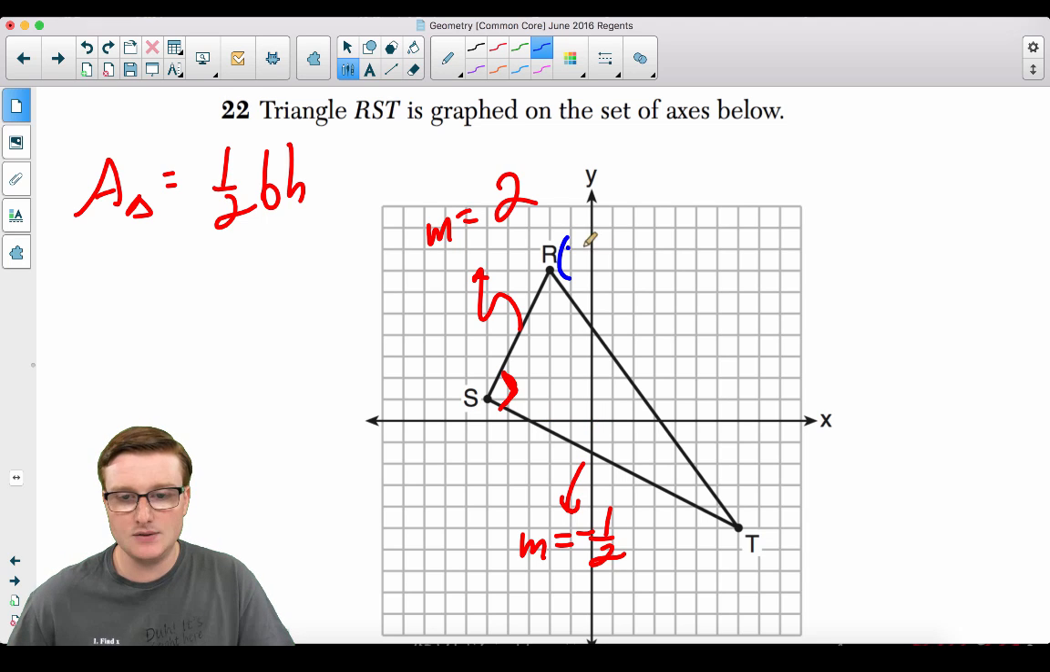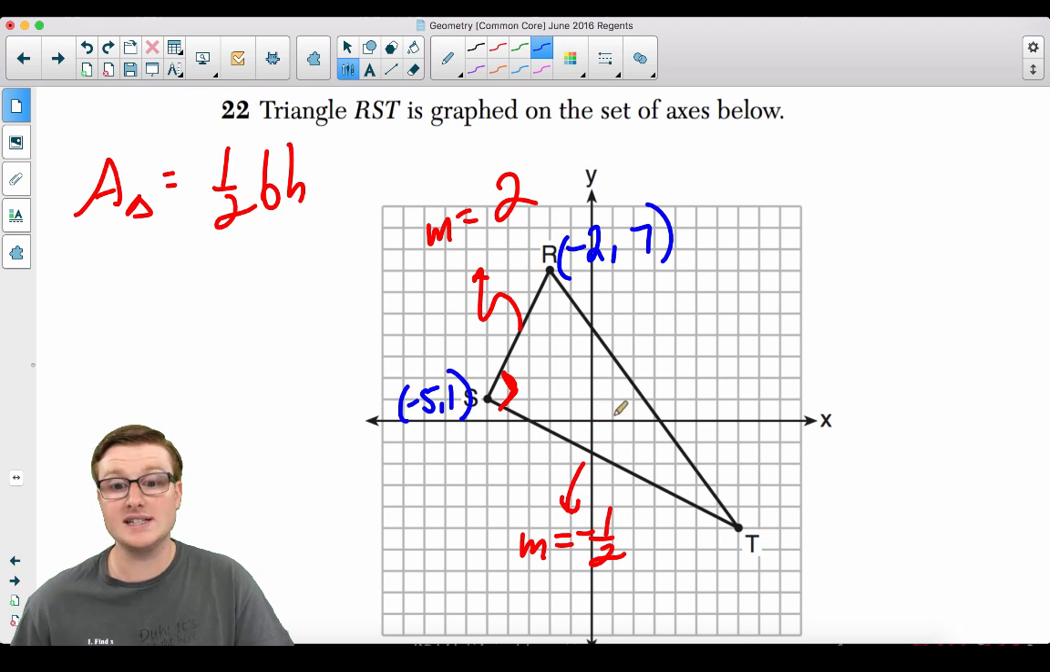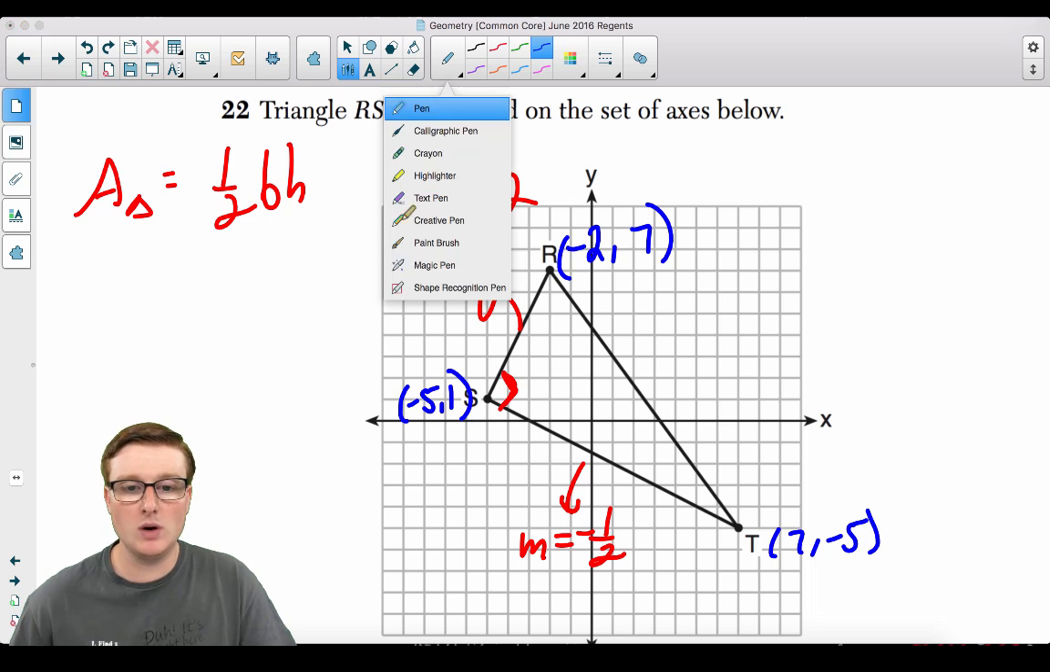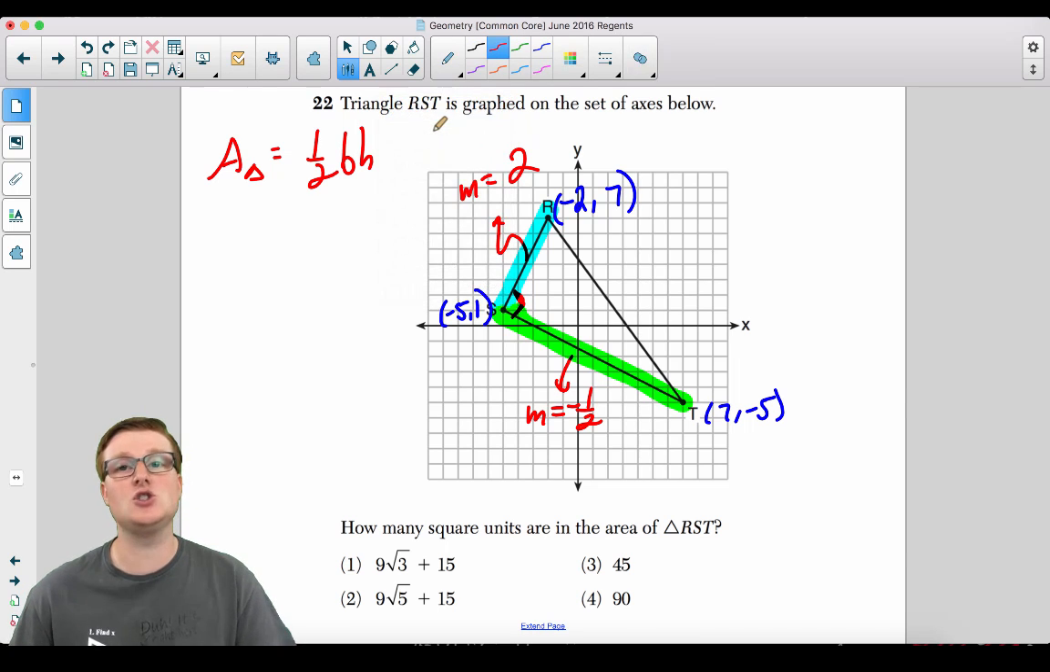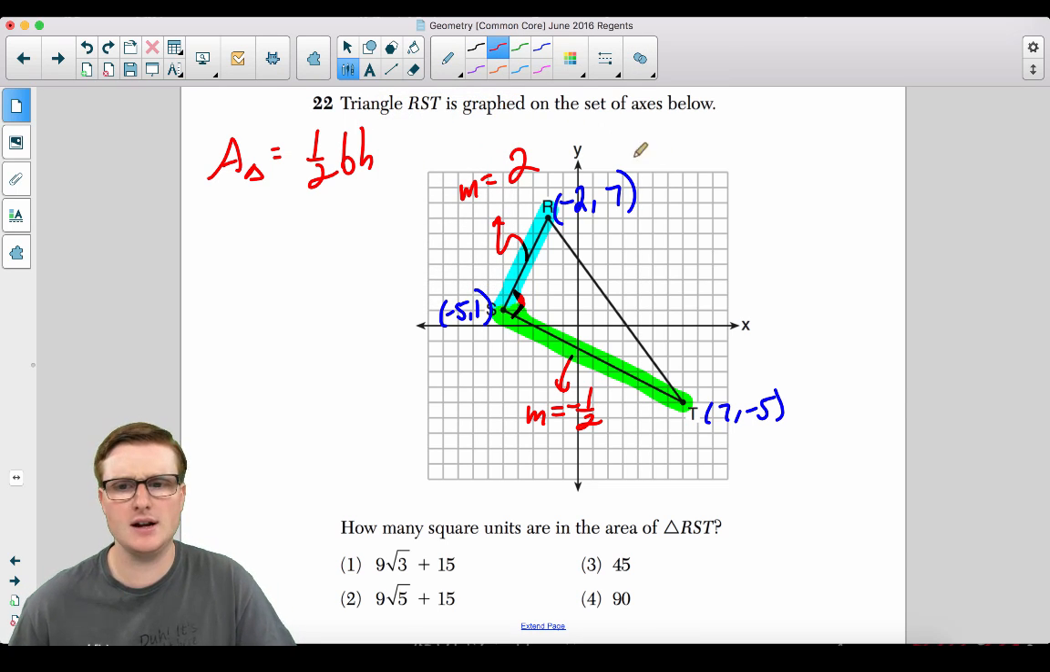Coordinate R is -2, 1, 2, 3, 4, 5, 6, 7. Coordinate S is -1, 2, 3, 4, 5, up 1. So -5, 1. Coordinate T is 1, 2, 3, 4, 5, 6, 7, down 1, 2, 3, 4, 5. So that's 7, -5. So what I'm going to do right now is find the distance of RS, and I'm going to find the distance of ST, and I am then going to plug that into my area formula. So let's do that right now.